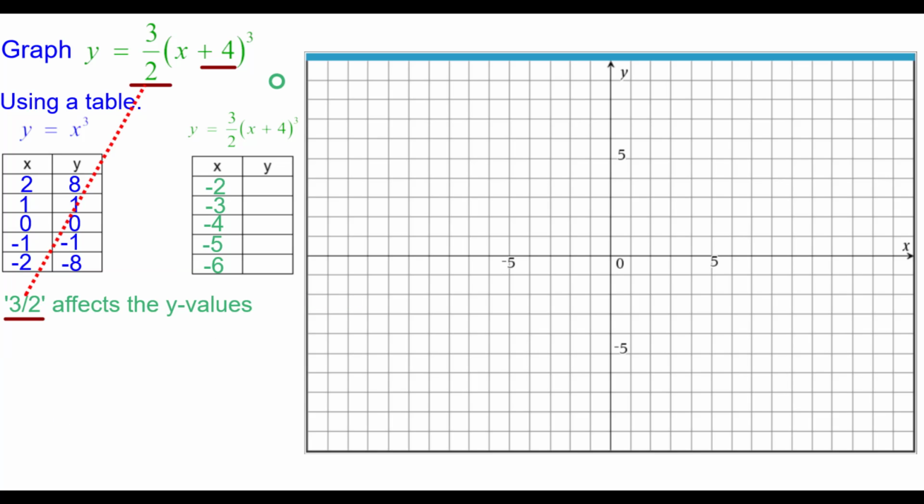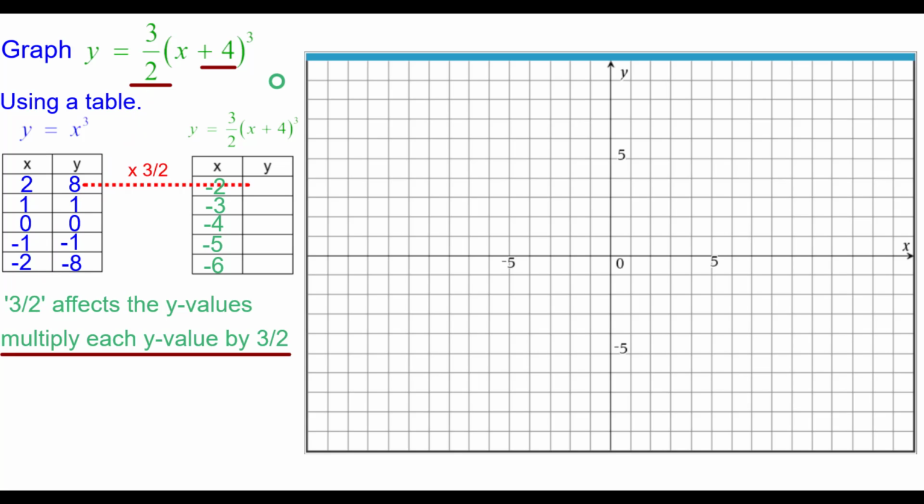The 3 halves affects the y values. We need to multiply each y value by 3 halves. So starting with 8, 8 times 3 halves would be 24 halves, which is 12. So we'll plot negative 2, 12. Again, we ask you to finish the table, plot the points, and finish the curve. Press pause to do so. Resume when you're ready.